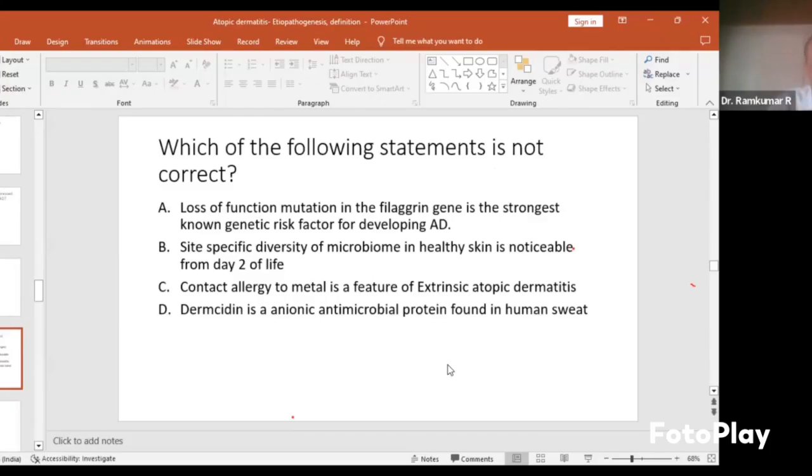A. Loss of function mutation in the filaggrin gene is the strongest known genetic risk factor for atopic dermatitis. B. Site-specific diversity of microbiome in healthy skin is noticeable from day 2 of life. C. Contact allergy to metal is a feature of extrinsic atopic dermatitis. D. Dermcidin is an anionic antimicrobial protein found in humans. See, find out which is the incorrect statement.